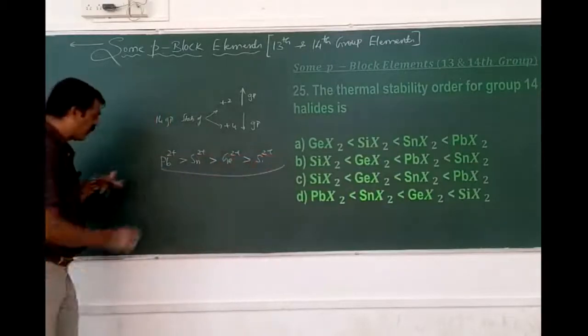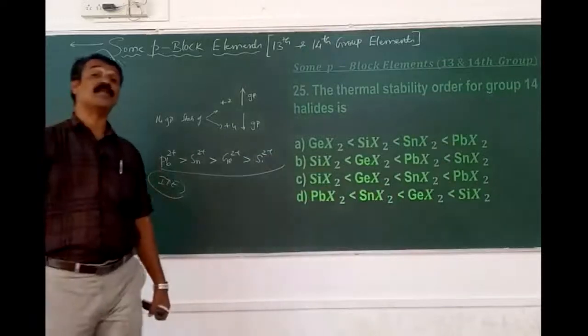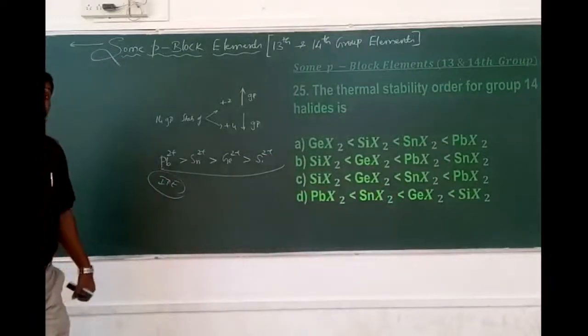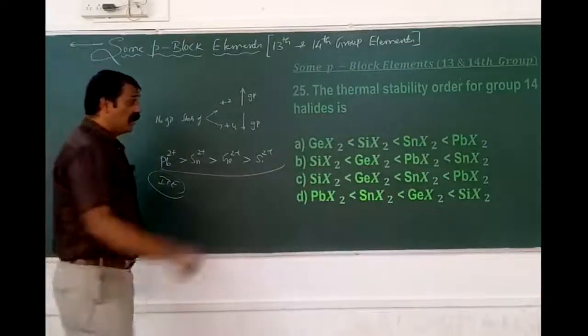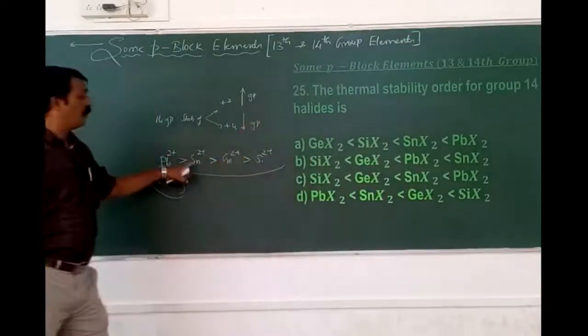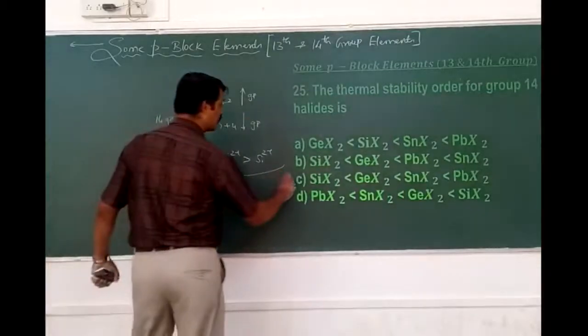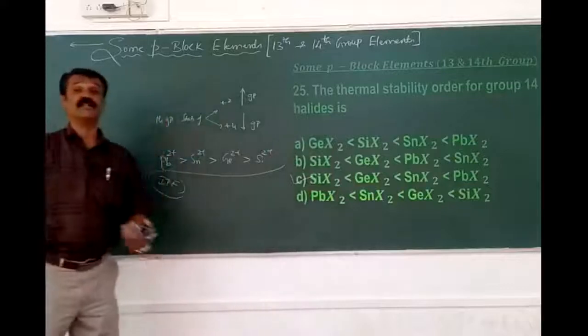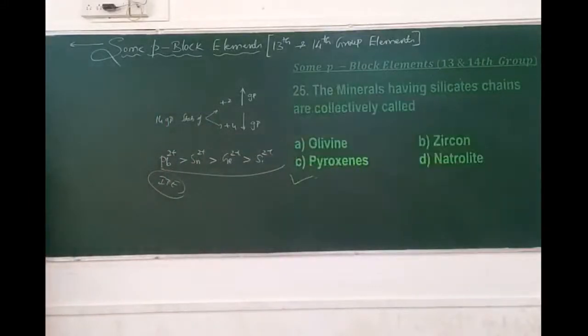Why? Because of the same what effect? Inert pair effect. Because +2 for lead is always stable because of the what effect? Higher inert pair effect. Therefore, which dihalides are more stable? Lead halides are more stable compared to tin halides, followed by germanium halide and then silicon. The option with respect to that one is found to be 25C. Okay, 25C. Next, 26.